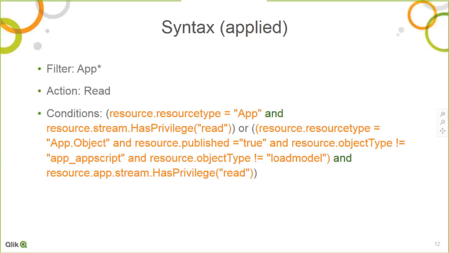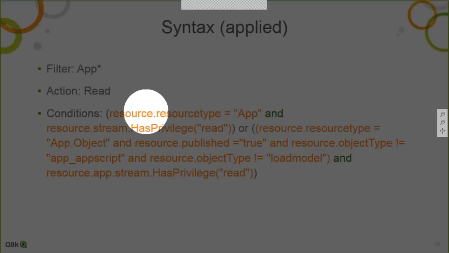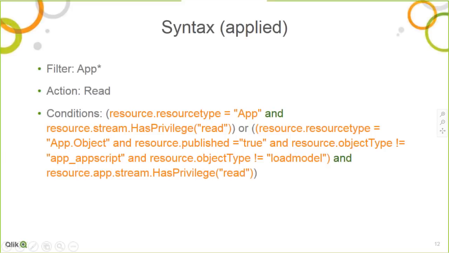And we have a set of conditions. We basically have two parts here. The first part here, resource.resourceType equals app. So the type of thing we're talking about is an app. And we're saying the resource stream has privilege of read. So we're saying that the user has read access on the stream. Give them read access to the app.